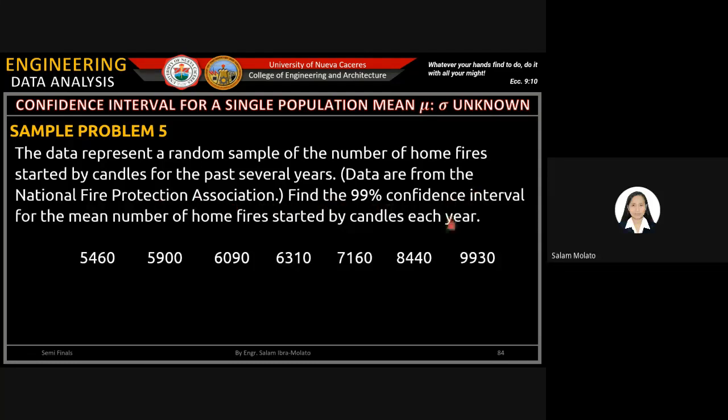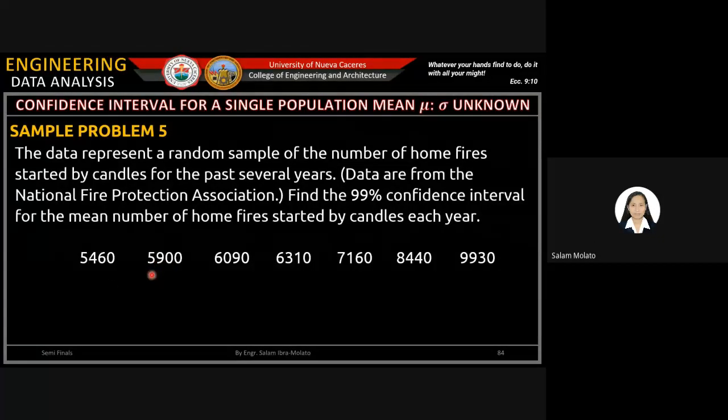Find the 99% confidence interval for the mean number of home fires started by candles each year. Since we have raw data, we still need to compute the sample mean and the sample standard deviation.